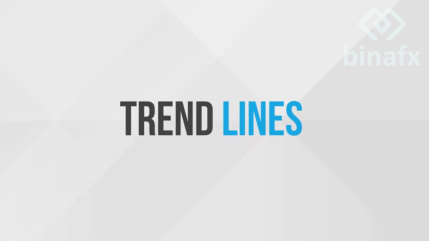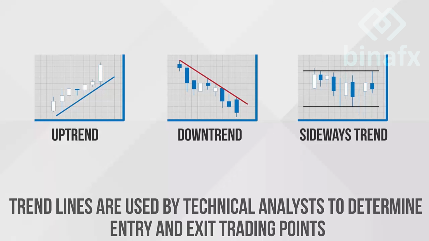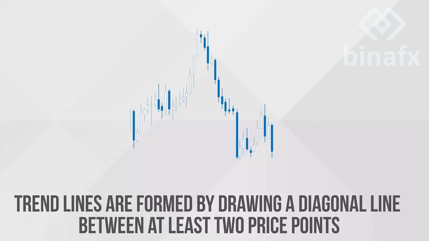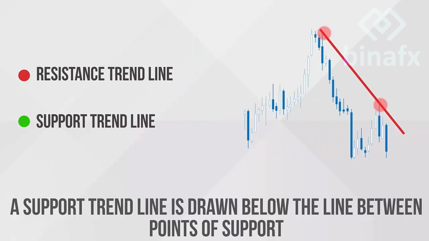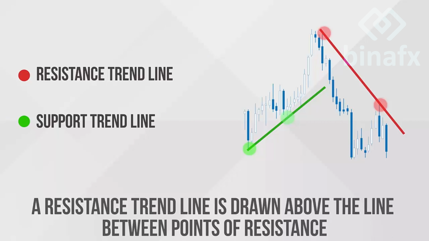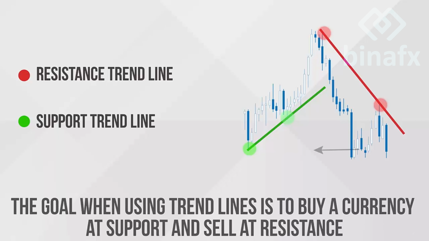Trend lines. Trend lines are used by technical analysts to determine entry and exit trading points. Trend lines are formed by drawing a diagonal line between at least two price points. A support trend line is drawn below the line between points of support, and a resistance trend line is drawn above the line between points of resistance. The goal when using trend lines is to buy a currency at support and sell at resistance.